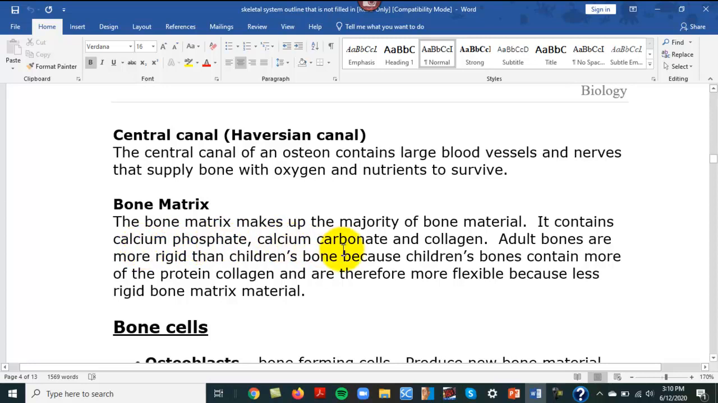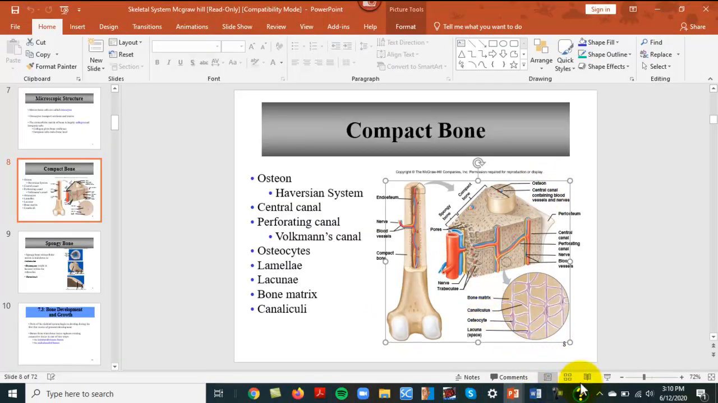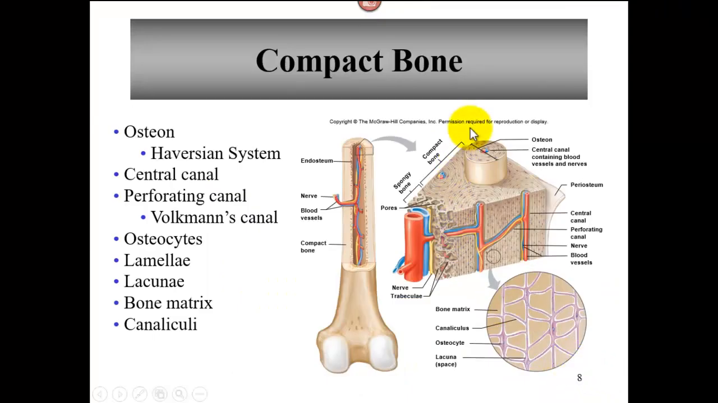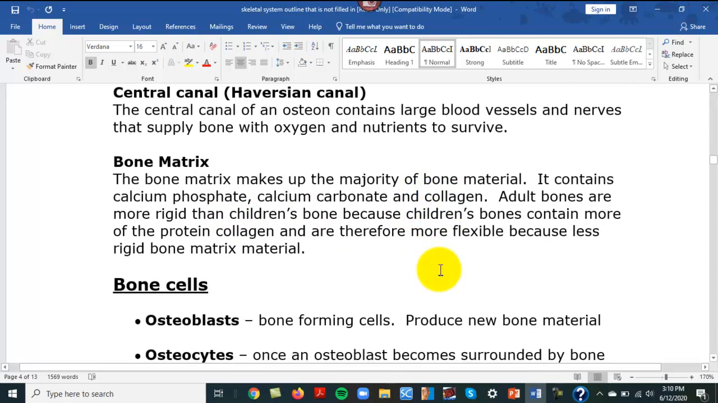Calcium phosphate, calcium carbonate. So bone matrix, the areas between these cells, I'm sorry to keep bouncing back and forth, but all the area here between the bone cells is the matrix part, or the extracellular matrix. It's got three things: calcium carbonate, calcium phosphate, and collagen. Calcium is the rigid portion, collagen is for strength, but children's bones have more collagen. So when they break, a lot of times they don't break completely off.